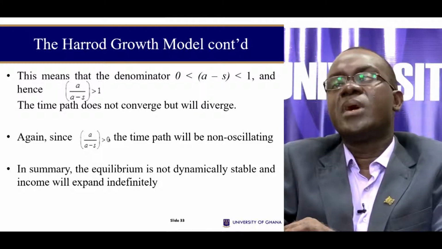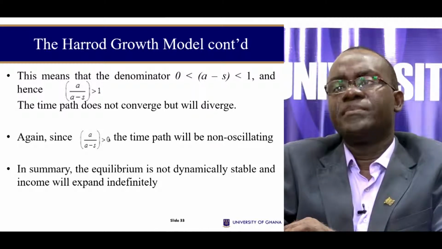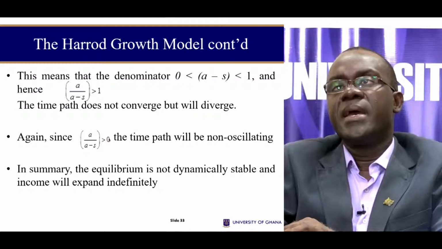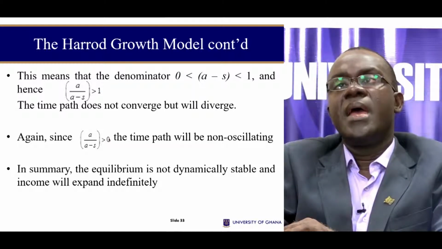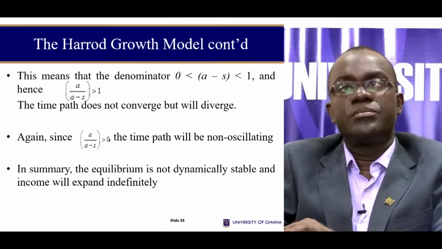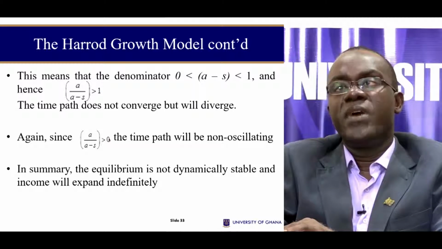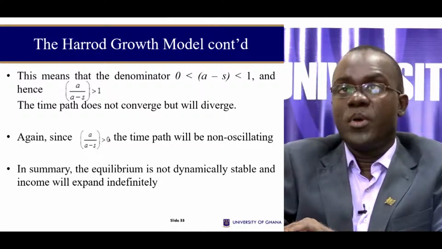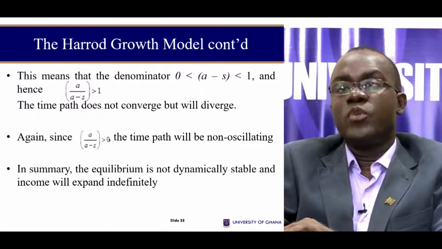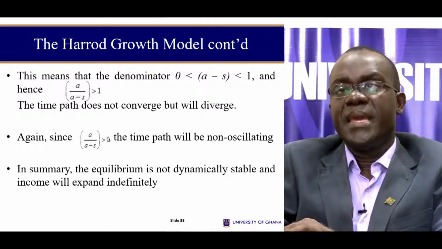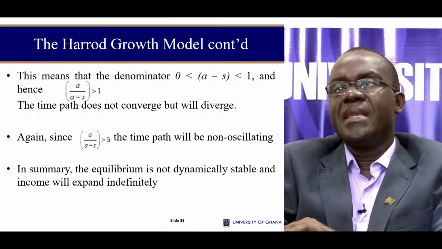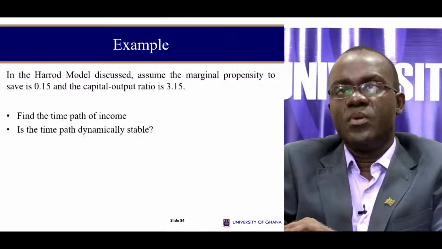And once this is greater than 1, it implies that the time path will not converge; it will diverge as usual because it's greater than 1. And the time path will not oscillate because this value is not a negative number. So we see that in the Harrod's model, the equilibrium is not dynamically stable.